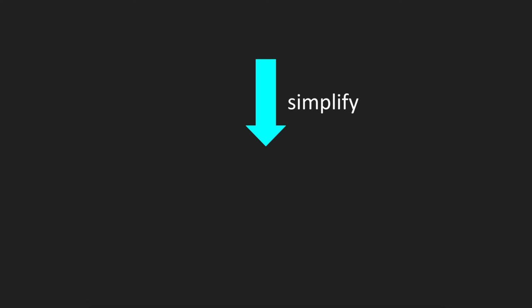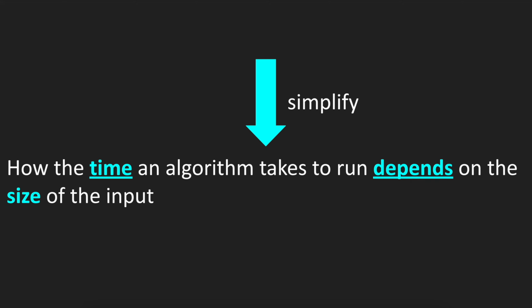So first let's define what is big O notation. To simplify it, big O notation is how the time an algorithm takes depends on the size of the input. So basically how the runtime of an algorithm changes depending on the input.